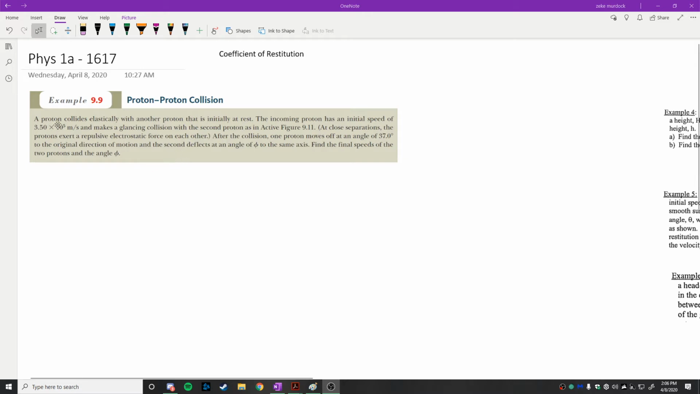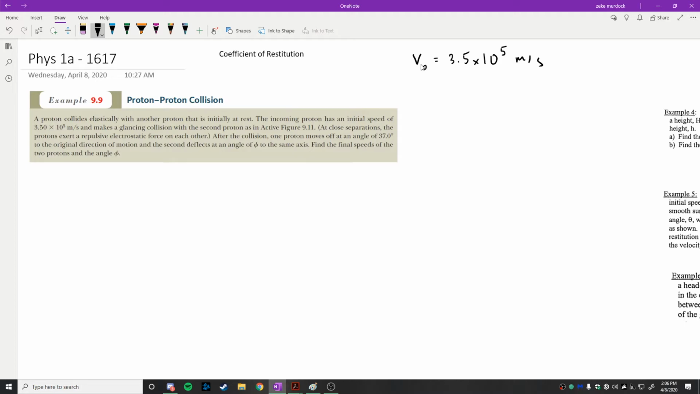In this problem, we have a proton that collides elastically with another proton that's initially at rest. The incoming proton has an initial speed, which we'll call v initial, equal to 3.5 times 10 to the 5th meters per second. It makes a glancing collision, as shown. There's a figure, but we're going to draw our own figure.